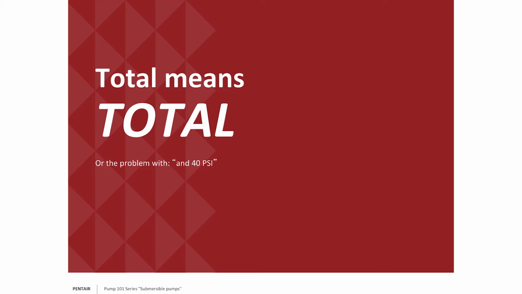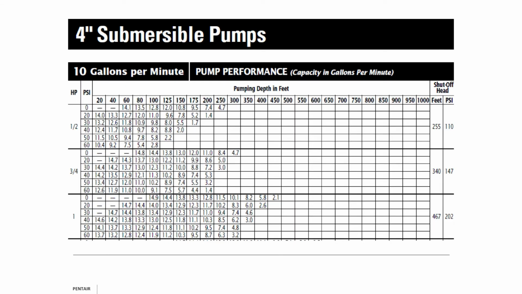Now, looking at the same pump, remember, what's the problem with 40 psi? Let's look at the pump chart this time. Okay, so we have 10 gallons per minute. We're going to look at our pumping depth. We have our different horsepowers there, half, 3/4, and 1 horse. Okay, we have our PSI. We're going to look at 150 feet of head, because I don't have 154 feet.